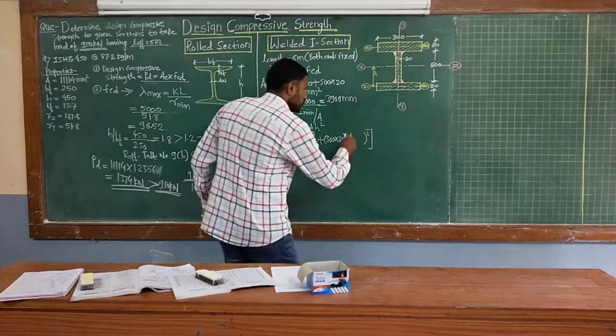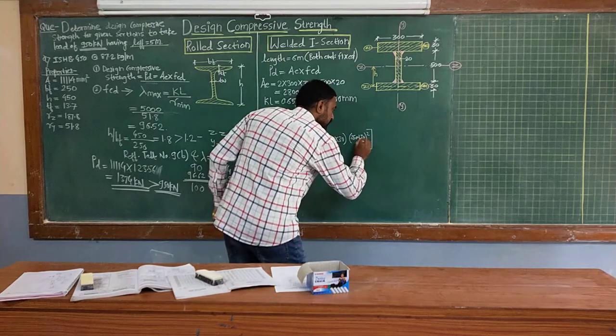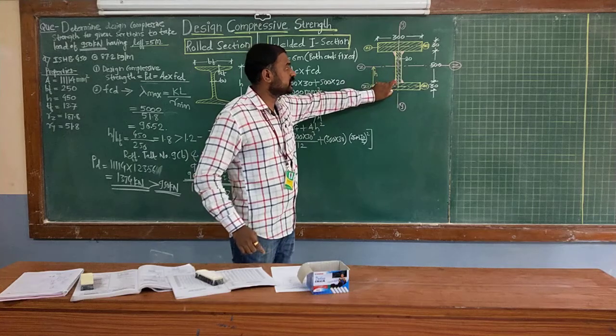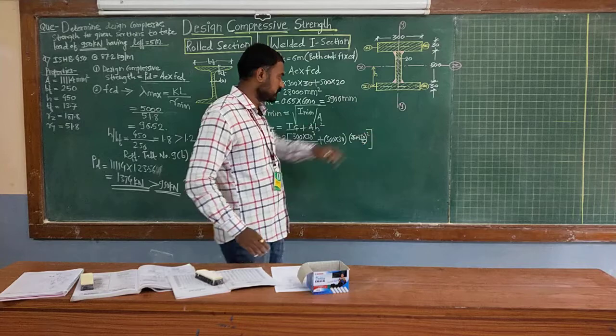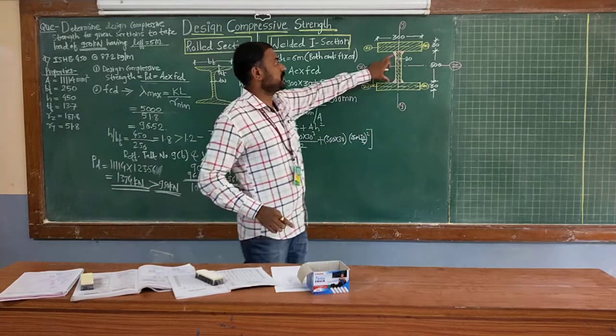So it will be equal to 250 plus 30 divided by 2. 250 is your half value plus thickness of flange by 2. So this is equal to 265 bracket square. Now plus the vertical web section.